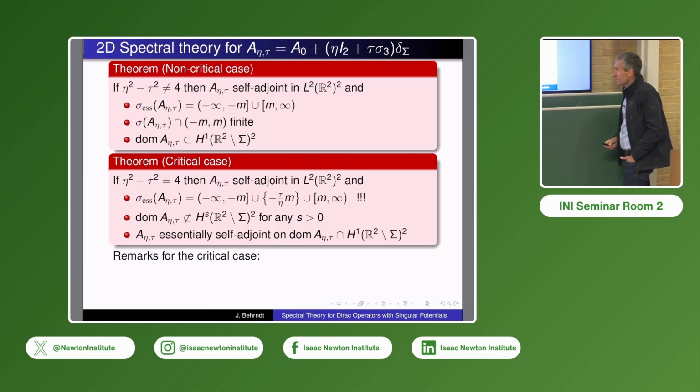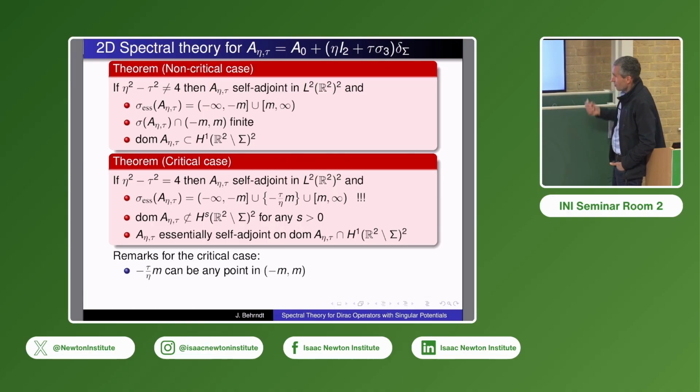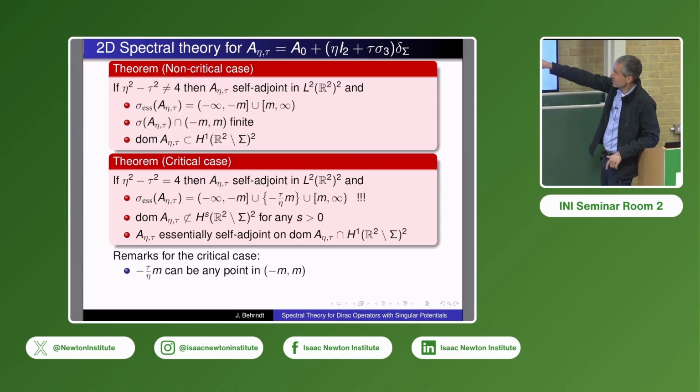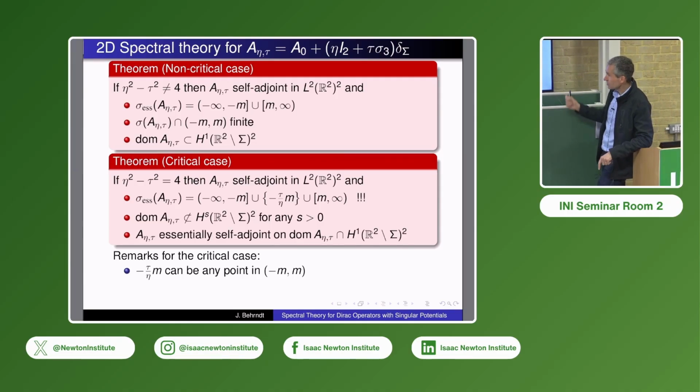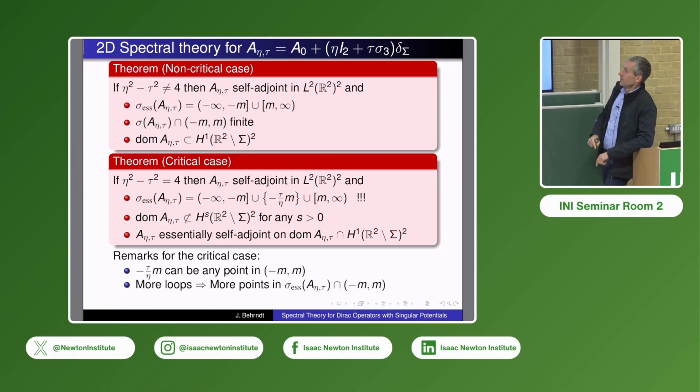Well, what can we say about that point? First of all, you can play with these parameters. They just need to satisfy this criticality condition, and you can hit any point in the gap. We are looking here at one loop. If you take a number of loops, you have more parameters, and you can get more points.